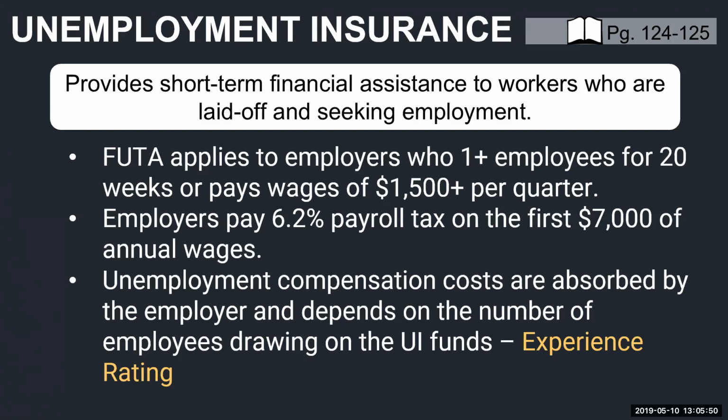Employers are paying about 6.2% tax off of their payroll for the first $7,000 of annual wages paid to the employees. The number of people drawing on unemployment insurance is also going to affect the company's experience rating. So employers have to absorb the cost of the compensation program, and those costs are based on the average number of employees that are drawing on unemployment. Hence, again, it impacts the experience rating.